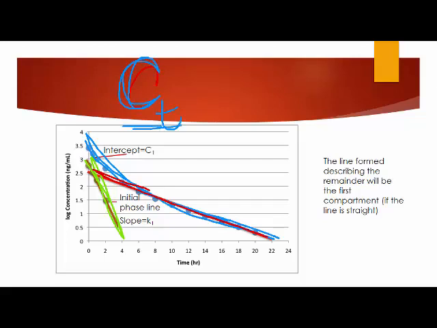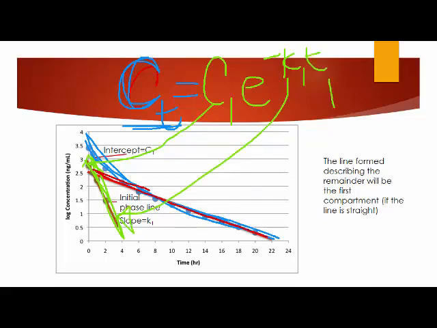So let's make our concentration of our actual drug, which I'm going to do in blue. Your concentration at any time t is going to be equal to your first compartment, e to the negative k1 times t. These correspond to your y-intercept and your slope of that line. Plus the y-intercept of your second compartment, which is here, times e to the negative k2, your slope of your second compartment, t. Okay?